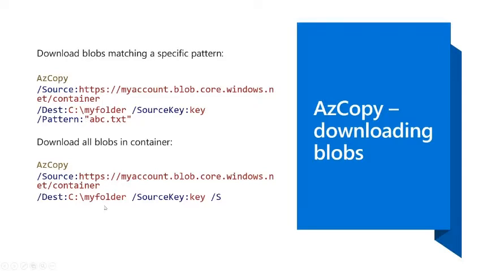So you see, the source will add the folder to this path, and abc.txt will be added to this.